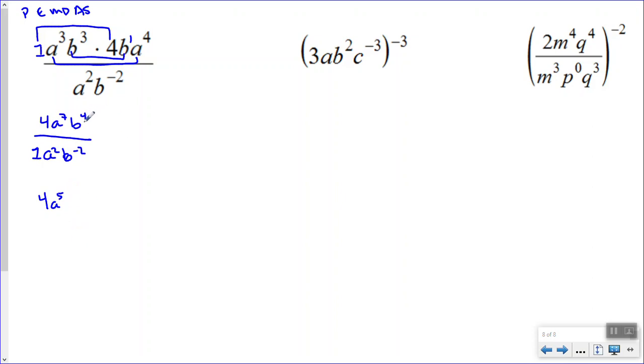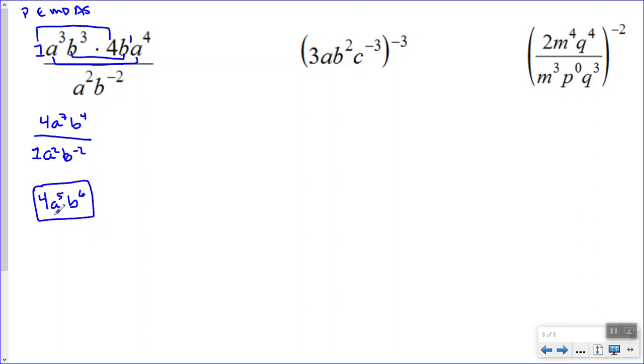I move on to the last term. I have b to the 4th divided by b to the negative 2nd. My base is b, so I'm going to write that down, and then since I'm dividing, I'm going to subtract the exponents. 4 minus negative 2 is 6, so b to the 4th divided by b to the negative 2nd is b to the 6th power. And this is my final answer.